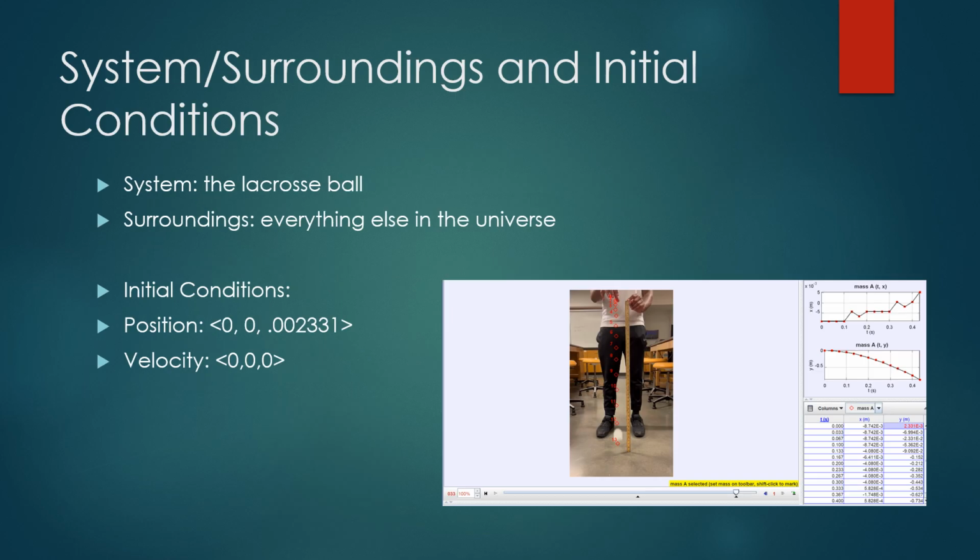The system is a lacrosse ball, and the surroundings are everything else in the universe. The initial velocity is 0 meters per second in the x dimension, 0 meters per second in the y dimension, and 0 meters per second in the z dimension. The initial position of the ball is 0 meters in the x dimension, 0.002331 meters in the y dimension, and 0 meters in the z dimension.